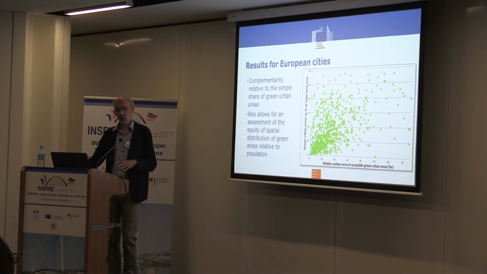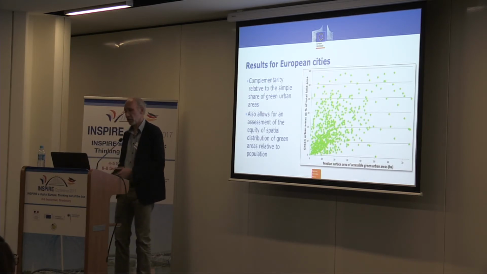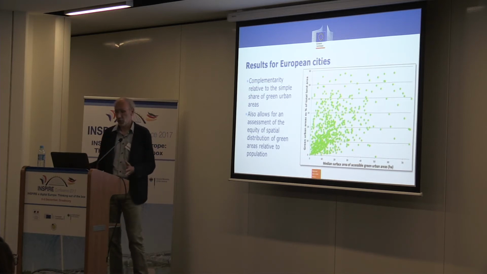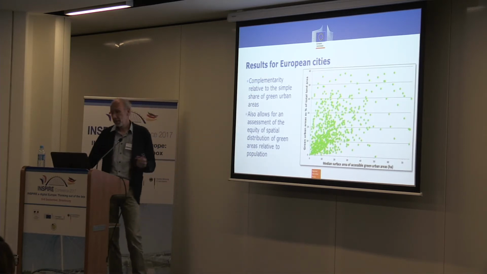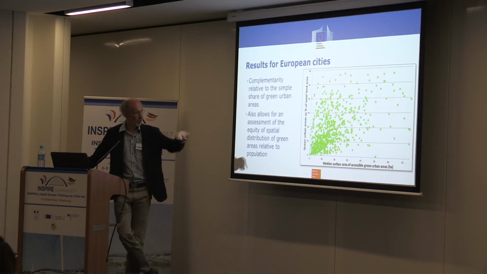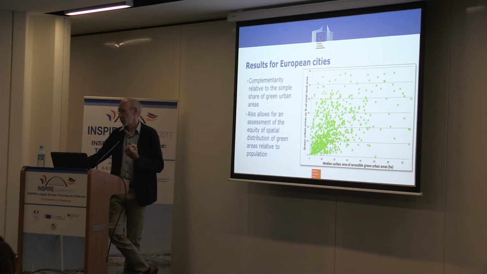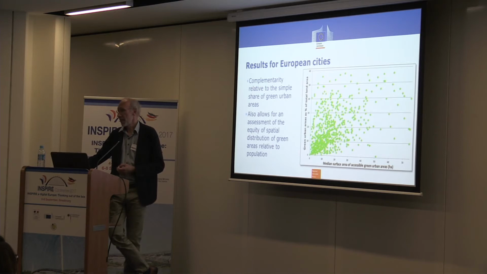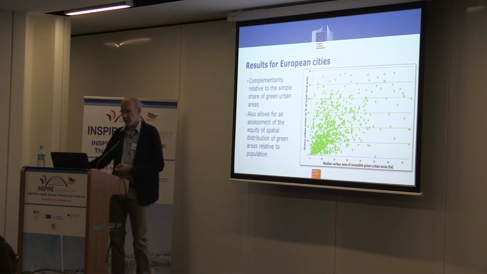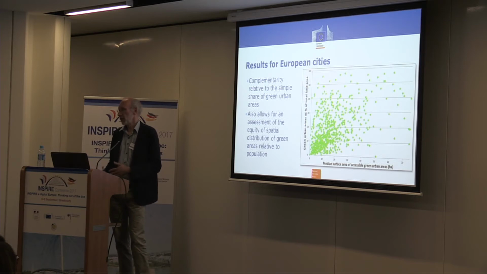And we see that in comparison to the classical indicator on the simple share of green urban areas in the total land area of the city, you see on the y-axis, that the median surface of accessible green urban areas, so the one that takes into account the spatial location of population, this indicator is quite complementary. The correlation between the two is quite weak. And so this indicator substantially adds information in comparison to the classical one. And so it allows for an assessment of the equity of the availability of green urban areas in relationship to the spatial distribution of population.